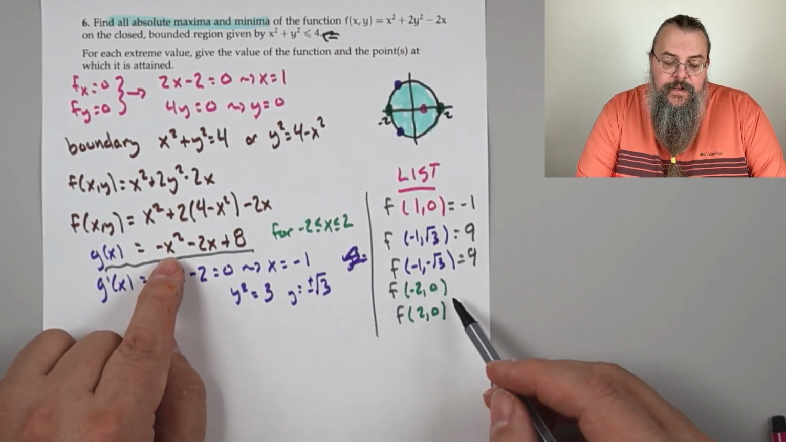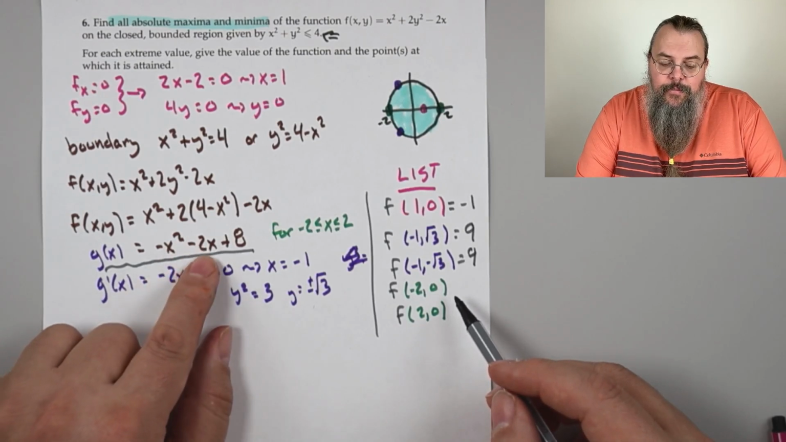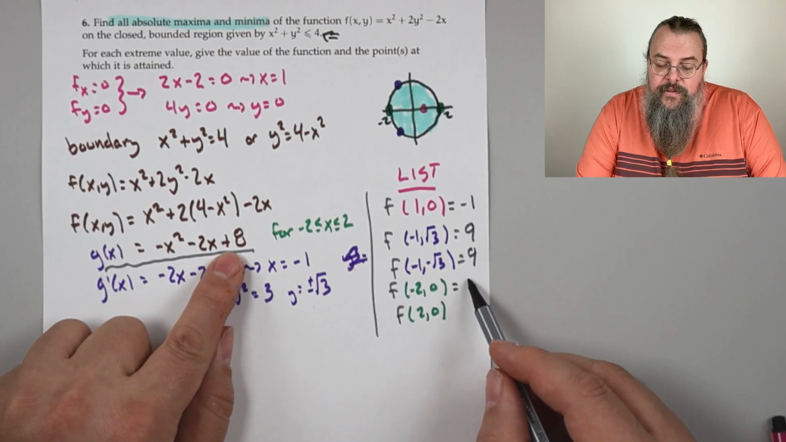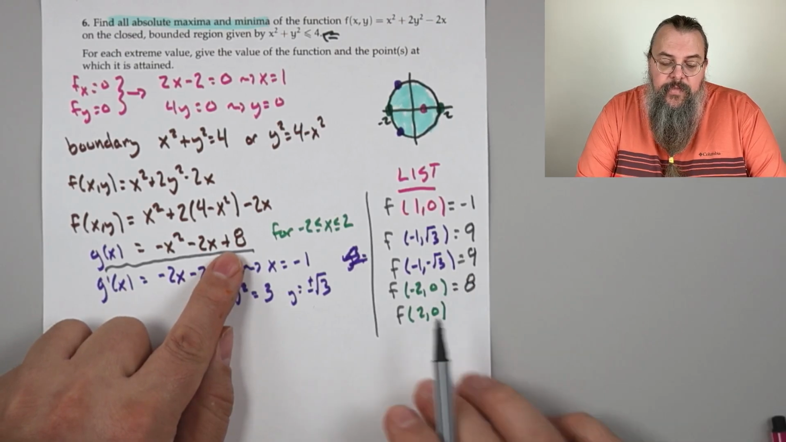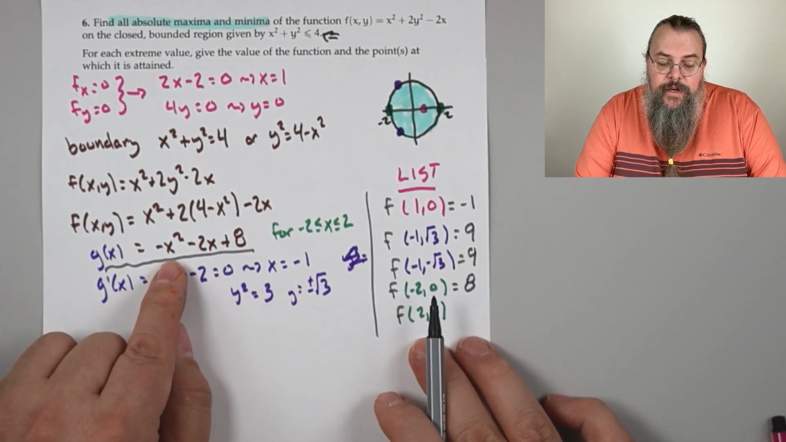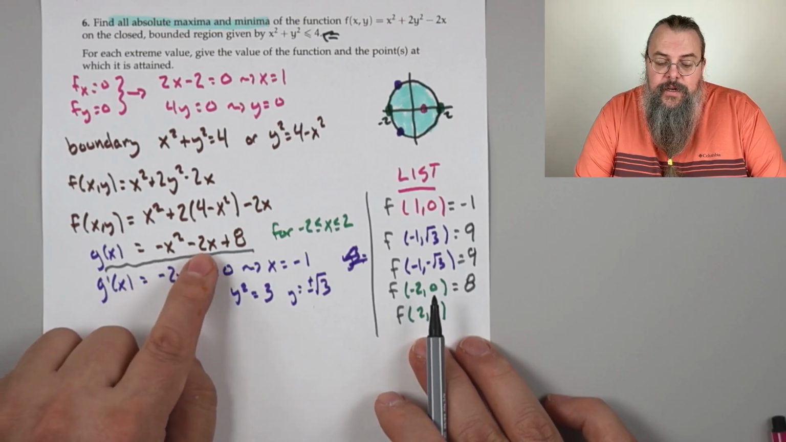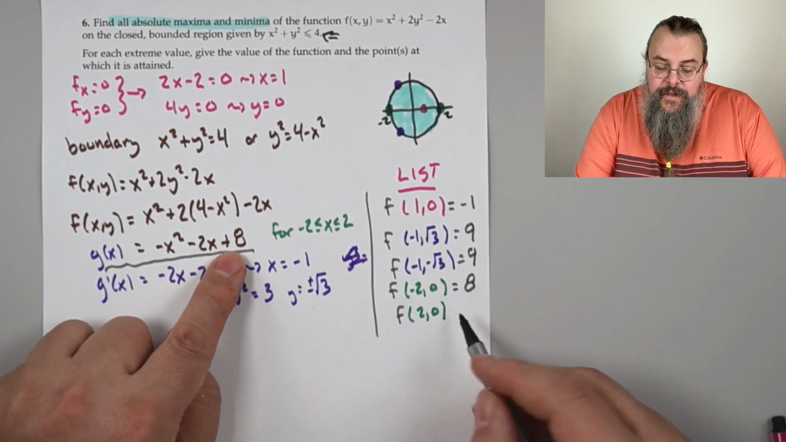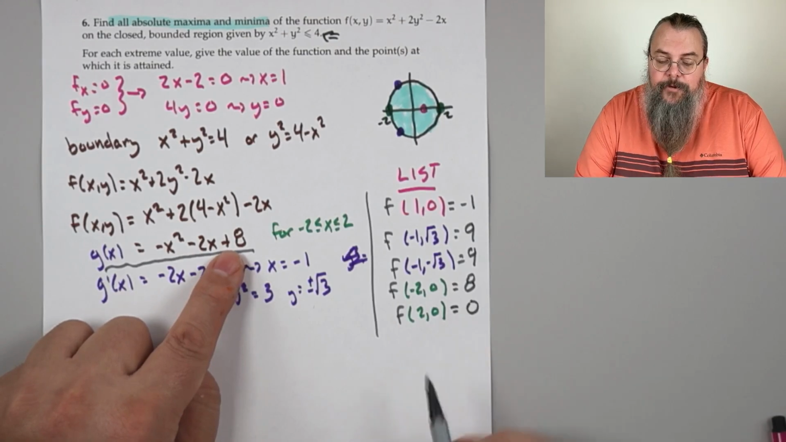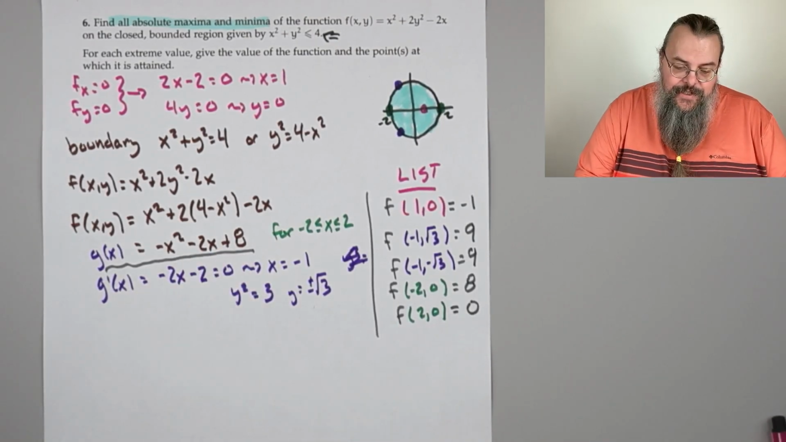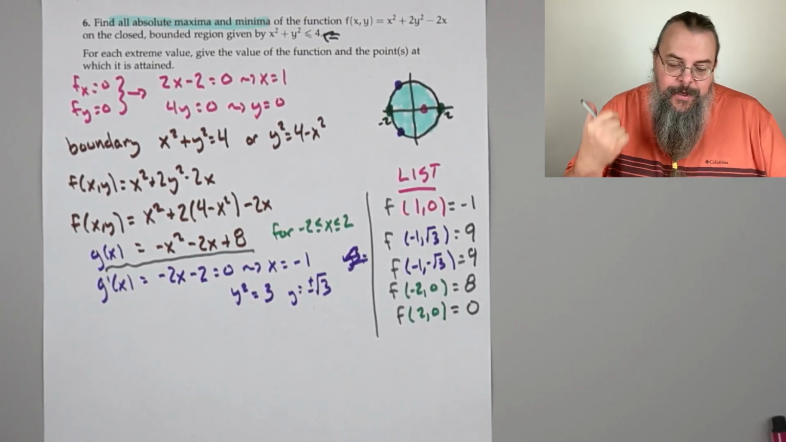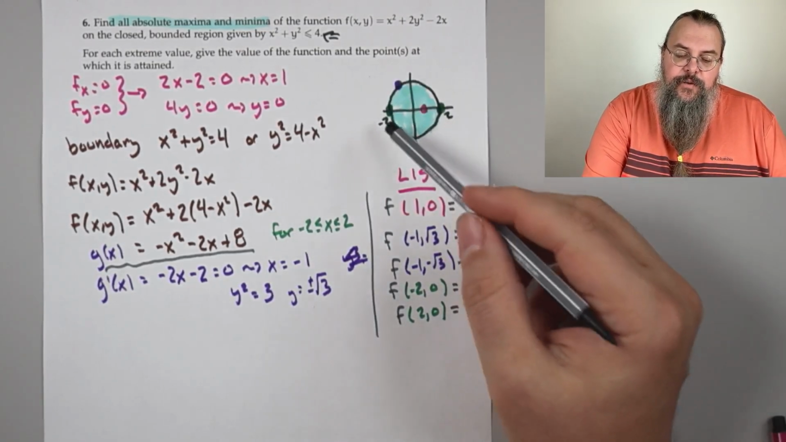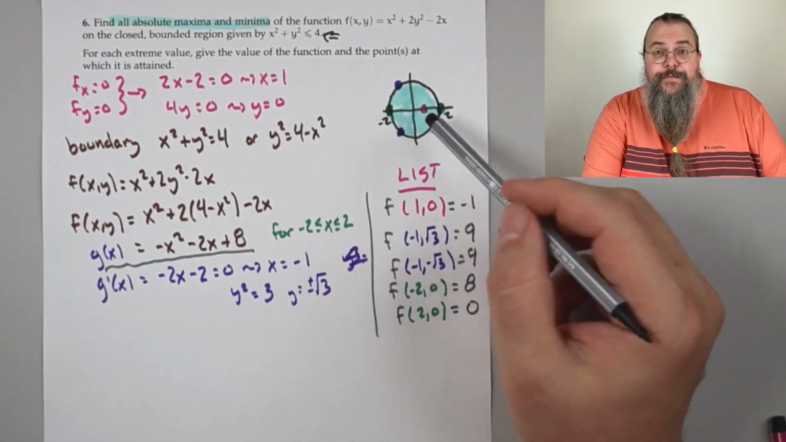Well, we'll have -4, +4, and +8. So this is 8. For 2, 0, we'll have -4, -4, plus 8, which altogether makes 0. Okay, so we've made our list. We made sure we didn't forget anything, so we checked, we got the interior, we got the boundary, made sure we didn't have any corners we forgot.